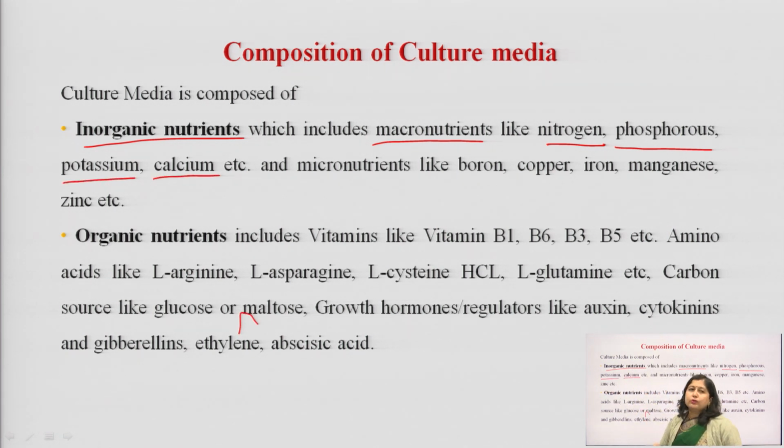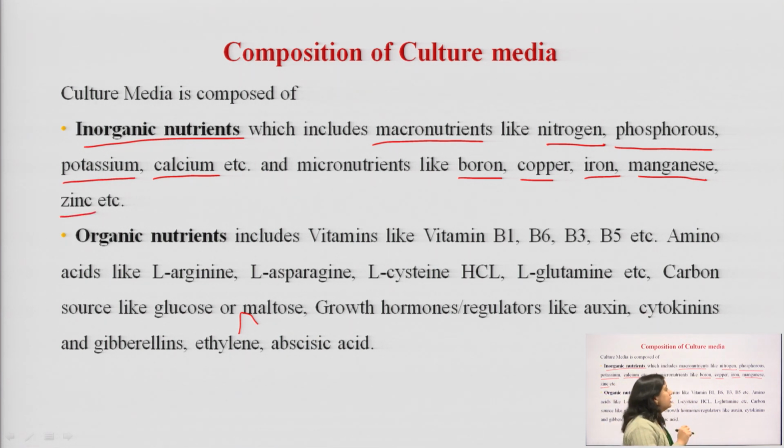Many processes, like in humans and animals, we know about the sodium potassium pump. In the same way, potassium is involved in major processes of osmosis, diffusion, etc. Then calcium. Calcium is the building block of the cell wall of the plant tissue cells. So, the cell wall is composed of calcium. Then we have micronutrients like boron, copper, iron, manganese and zinc, which are also required.